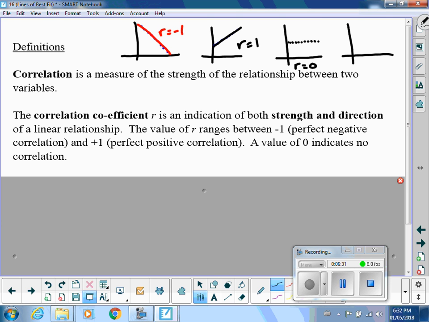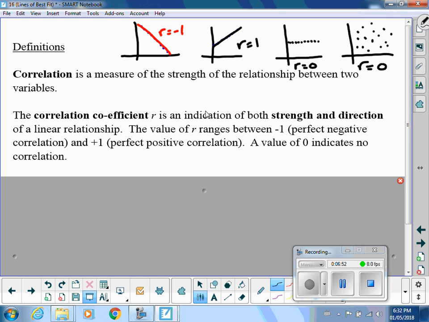The other way that you have R equals 0 is that the dots are just extremely scattered. I can't figure out where I would aim a line of best fit through that. So that can't happen.